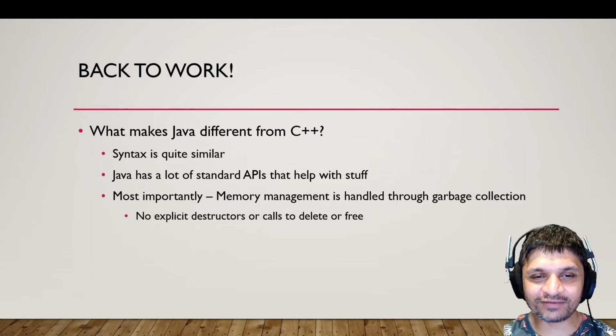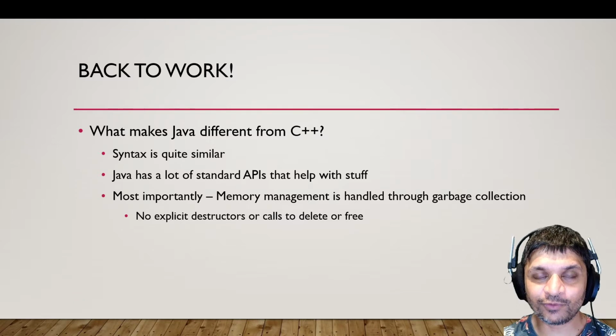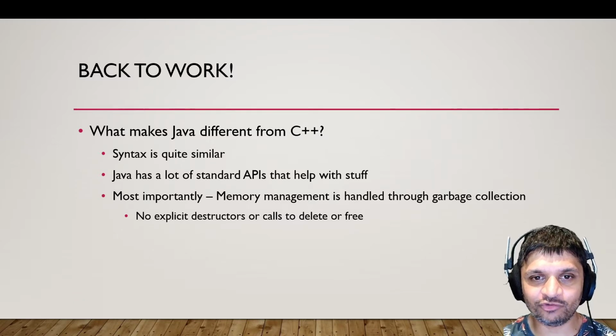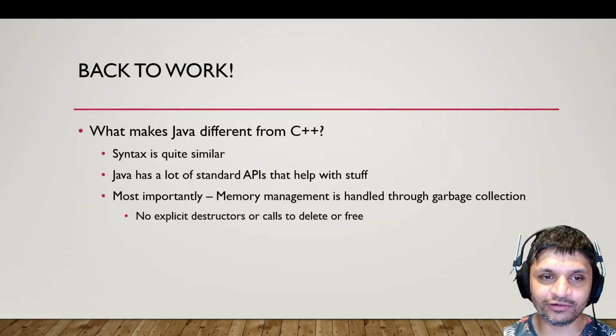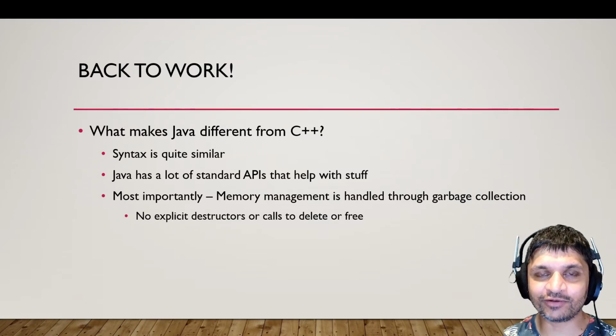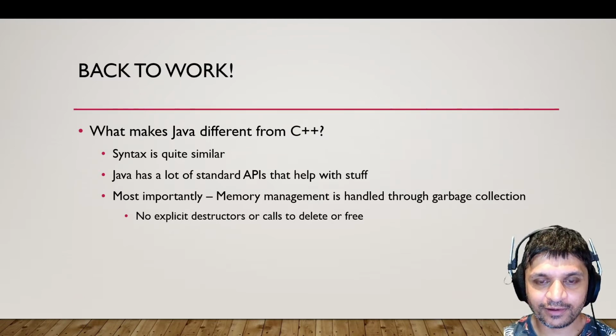Okay, so what makes Java different from C++? Well, you've seen some of Java from your labs, and you'll have noticed that the syntax is quite similar. A for loop in Java looks pretty much like a for loop in C++. An if statement looks the same. So I'm not really going to go through that.